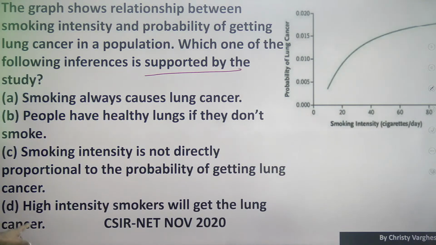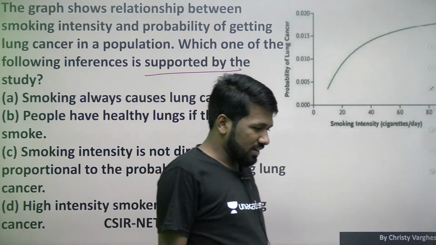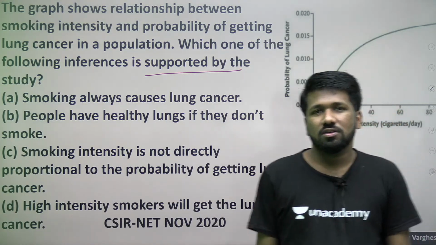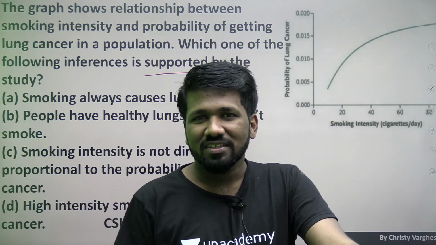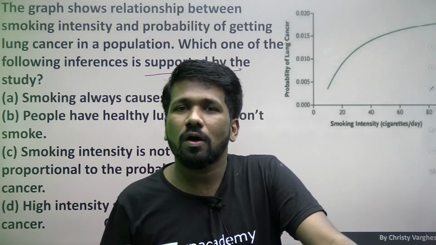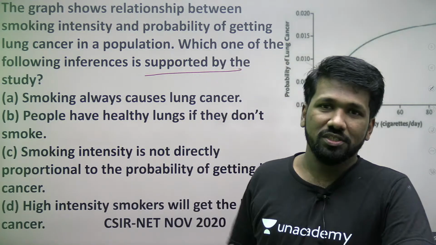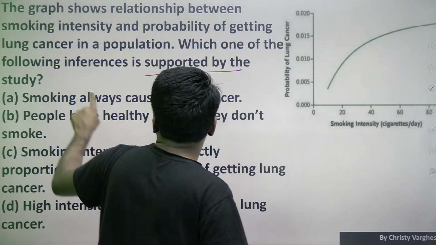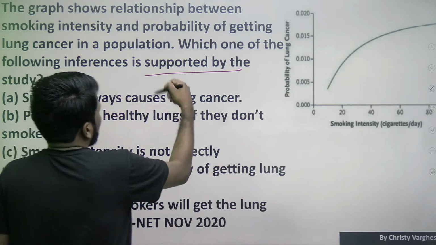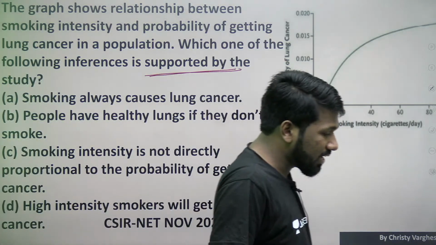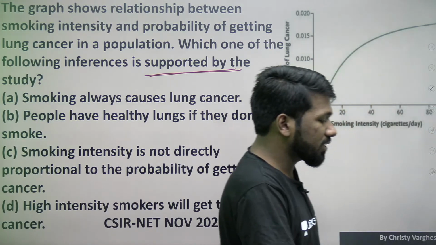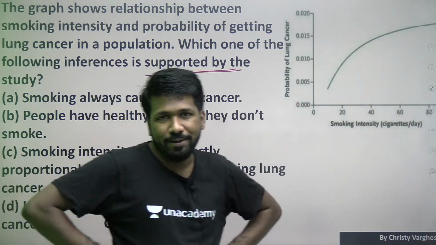When you see option D, it looks okay, right? High intensity smokers will get the lung cancer because most of us believe that smoking is not good. I too believe that smoking is not good and smoking is injurious to health. But that common perception is not what you need to use to answer this question. Question में clearly दिया है which one of the following inferences is supported by the study. ये graph interpret करके answer बताना है. Chapter name is data interpretation. Given data को interpret करके answer find करना है, answer निकालना है.